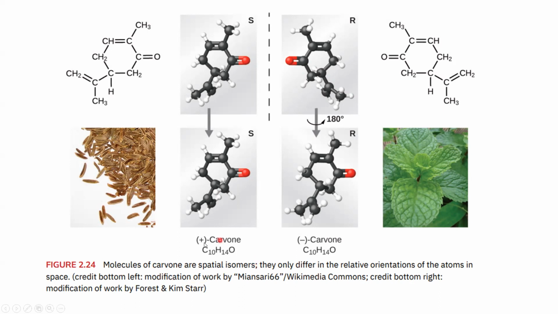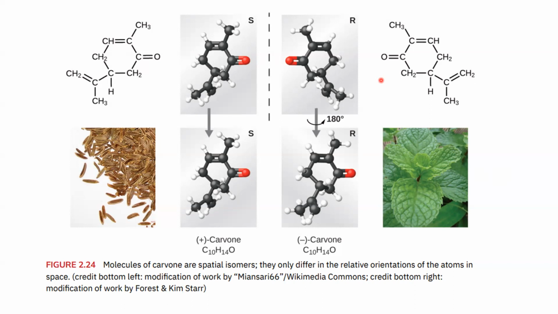So you can see plus carvone, negative carvone, S and R. Those are just different designations we can use to distinguish between these 2 spatial isomers. But if you look at their structural formulas, it's essentially the exact same thing. CH3 carbon, we've got a ring of carbons, a double bonded oxygen coming off there. So they look like mirror images. But what these are going to be is non-superimposable mirror images.